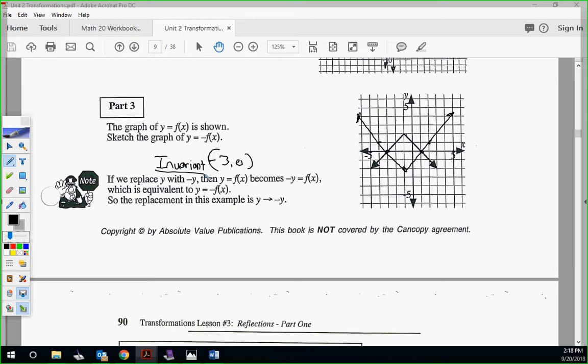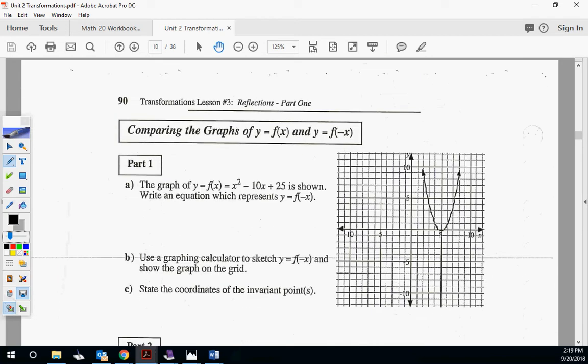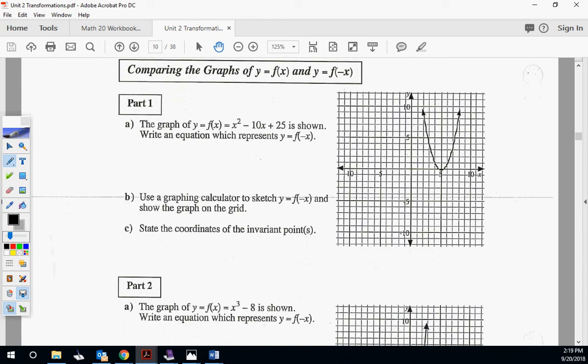Invariant. And 1, 0. That's your reflection of the absolute value. Okay. So all in all, it's flipping the y. So it's making your y from positive to negative when you do that. Okay. And that's what this is telling you here.